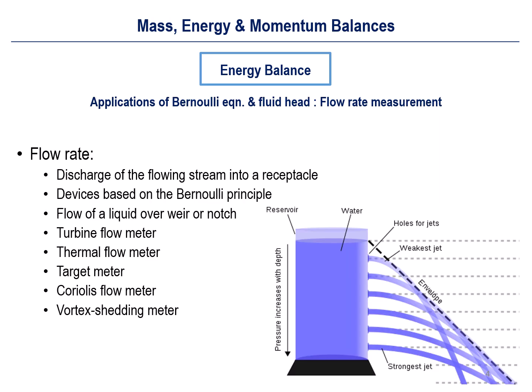So how can we apply this Bernoulli equation in the orifice situation? The first job is flow rate measurement. Flow rate measurement is done by discharging the flowing stream into a receptacle. There are devices based on these Bernoulli principles such as the orifice. The flow of liquid over a weir or notch is also very important because we can guide the fluid. By combining these principles, we can construct the turbine flow meter, thermal flow meter, target meter, Coriolis flow meter, and vortex shedding meter.